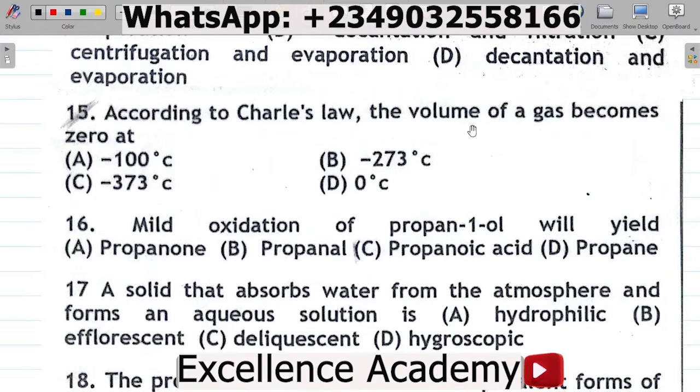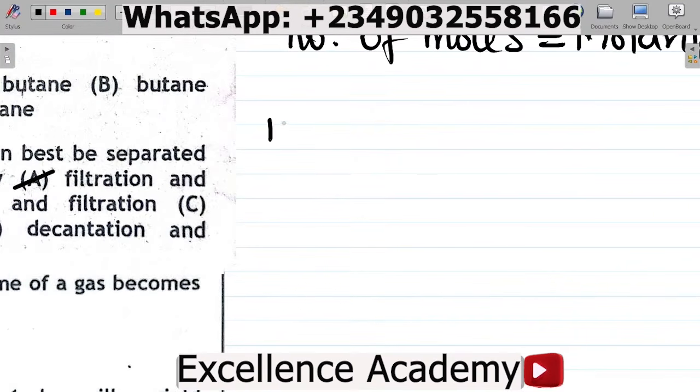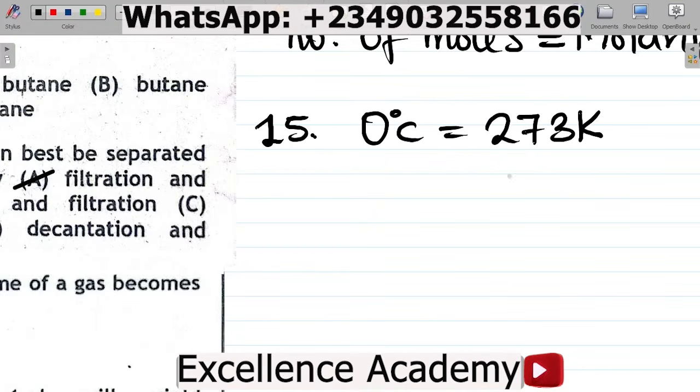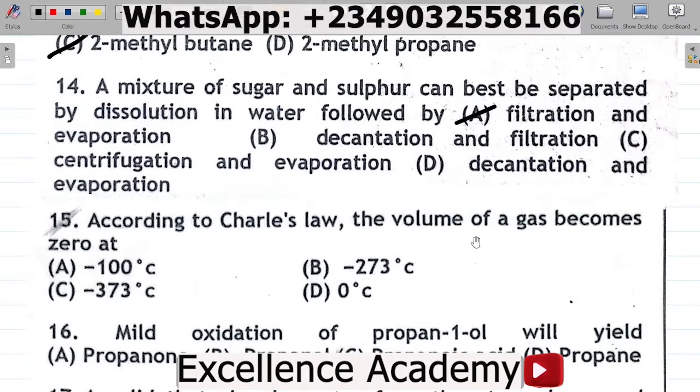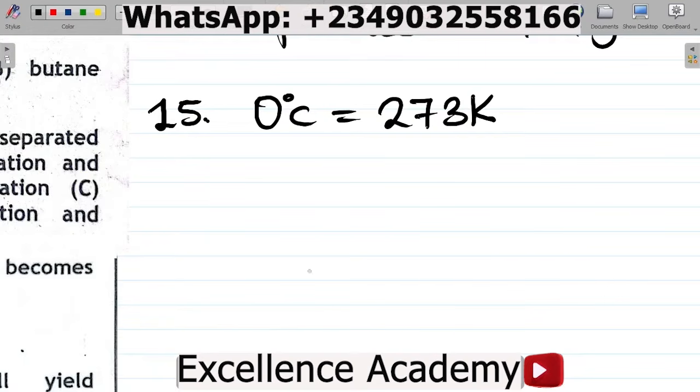Question 15. According to Charles' law, the volume of a gas becomes zero at what particular temperature? Here's what we know: 0 degrees Celsius is equal to 273 K. When they say the volume of a gas becomes 0, all we have to do is make K equal to 0. To make K to be 0, we have to subtract 273 here and also subtract 273 here.